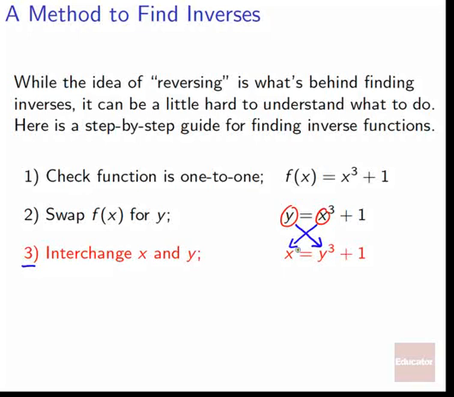So every time you had an x in step 2, you're now going to have a y. Every time you had a y, which is probably just the one time since it was from a function, you're going to now have an x. So that's how we're doing an inverse. This step, it's the reversing step.